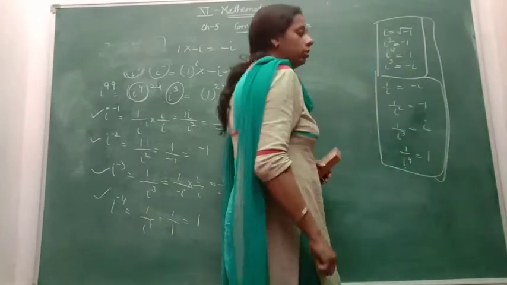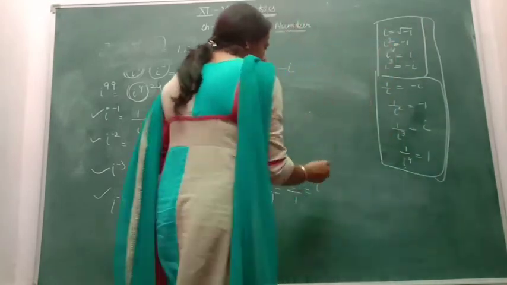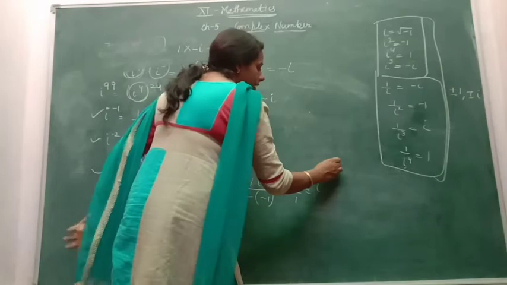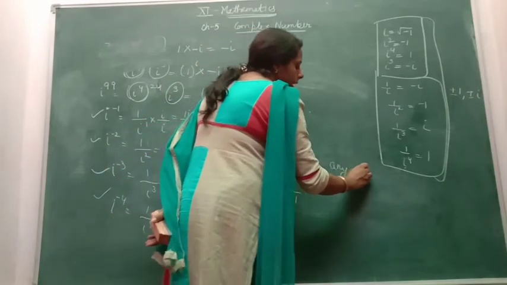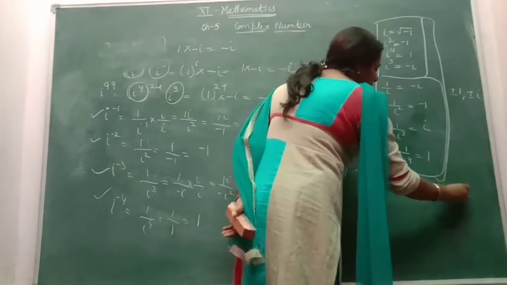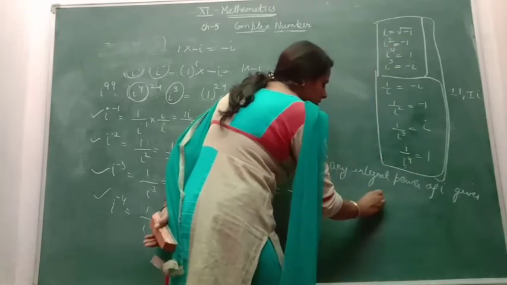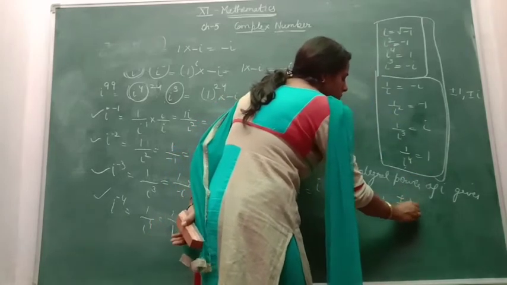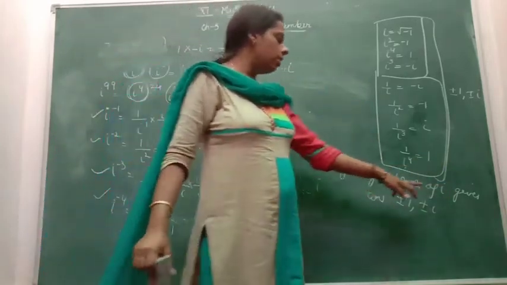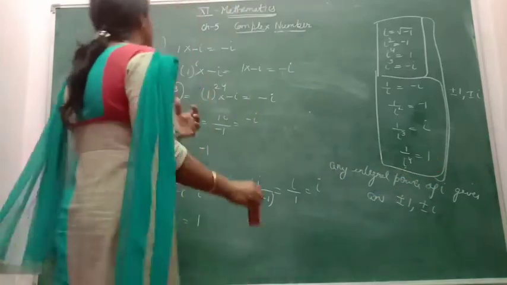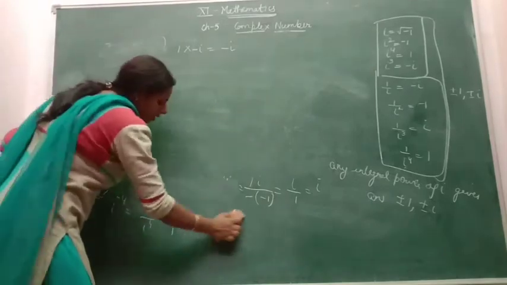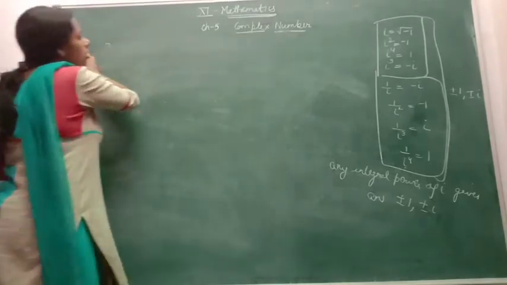You observe all these values, you always get the answer in the form of plus minus 1 and plus minus iota. Any integral power of iota gives the answer in the form of plus minus 1 and plus minus iota. All 4 possible answers are possible for any power of iota. Any integral power, that should be an integer, so the answer will be plus iota, minus iota, plus 1 and minus 1.